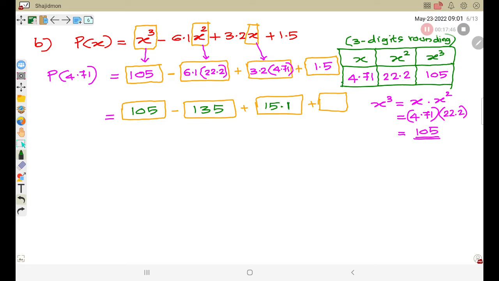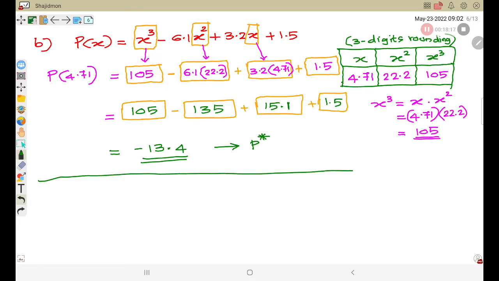Correct? We need to round. Then the last number is 1.5. Hope you are clear on that one. Now totally you can calculate. Enter it in your calculator, so that you are getting minus 13.4. This number we call the approximate number, or P star number. P star equals minus 13.4. So I hope you understood how we do the polynomial value by the normal method.